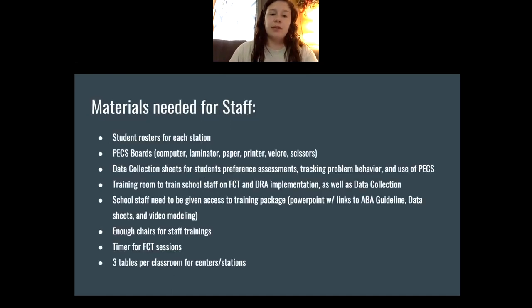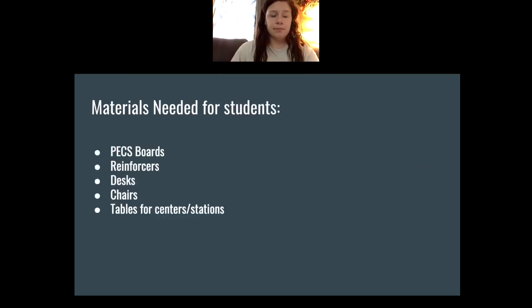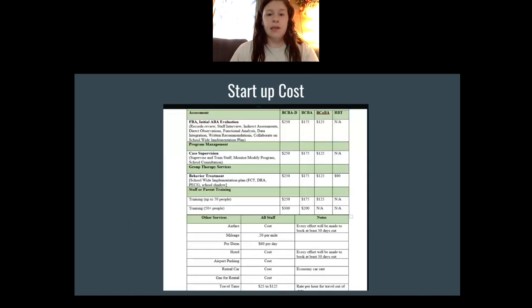Here we have materials that will be needed for the staff. These include things that should already be included in the room, such as tables, chairs, the space, and the toys, and we will be providing the PECS boards and data collection pages. Here we have a table of our startup costs, which will indicate the amount required for our various training implementation plans.